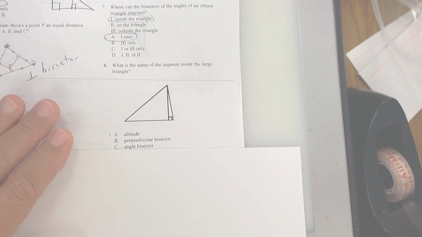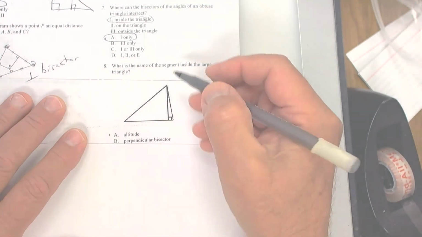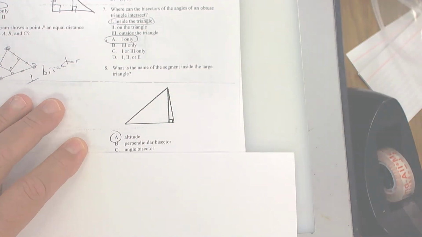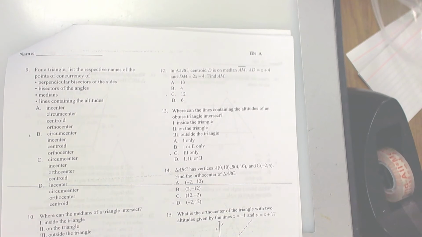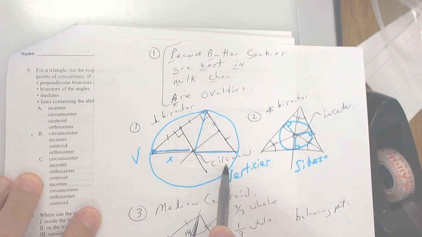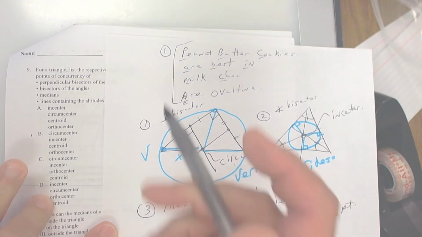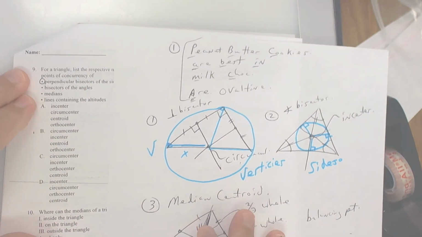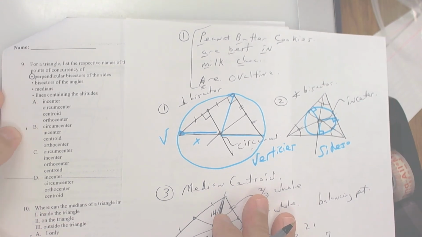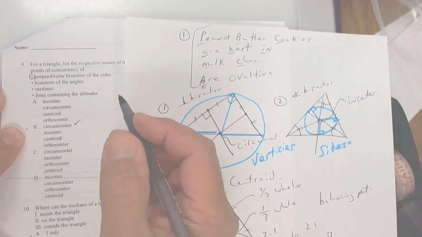What is the name of the segment? All right, so this segment coming straight down, that's your altitude. Remember? Okay. All right, let's keep going. For a triangle, list the respective names of the points of concurrency. Well, use your notes. Look here. Perpendicular bisector is the circumcenter. So for the perpendicular bisector right here, you're going to go ahead and name it. That one is the circumcenter, check.